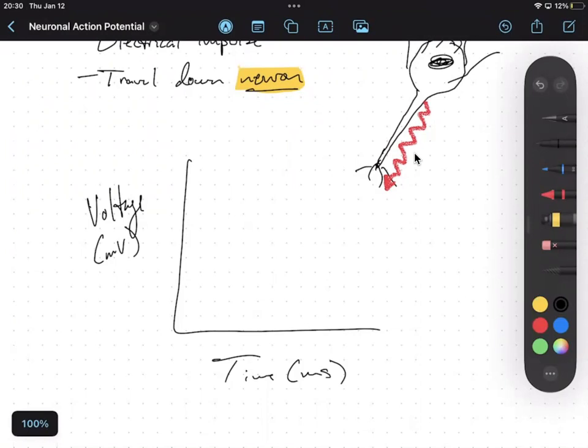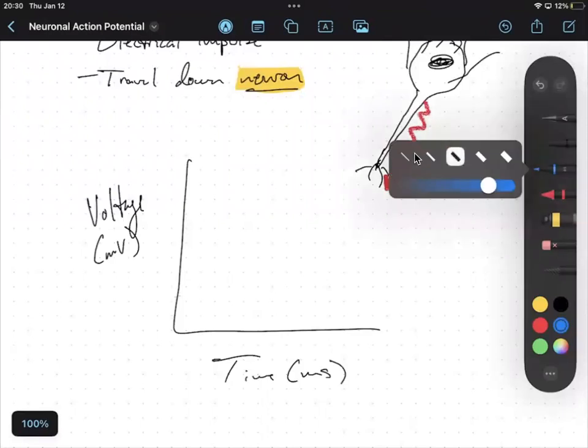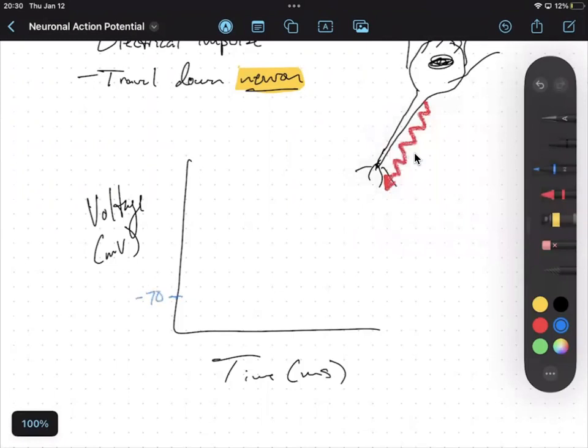To begin, we're going to write a few important values here. One of these values is going to be negative 70 millivolts, roughly. One of these is going to be negative 55 millivolts. And up here, we're going to put zero millivolts somewhere in here. And then up here, we're going to put something like positive 30 millivolts.